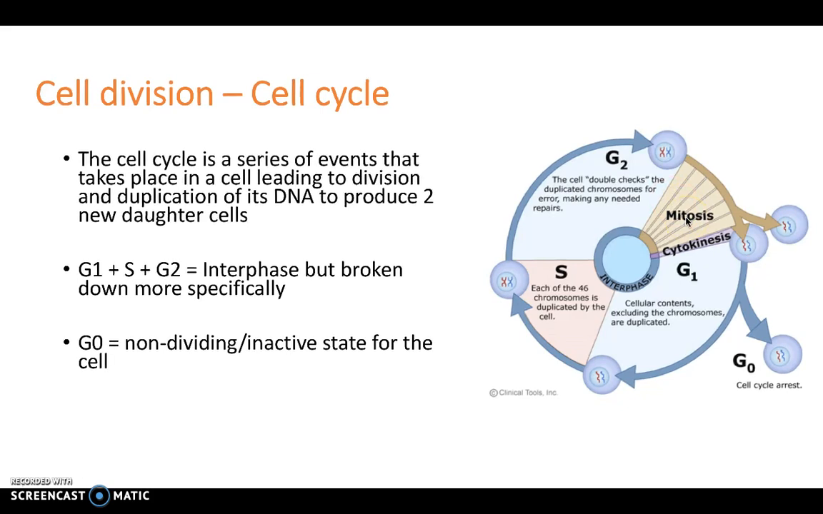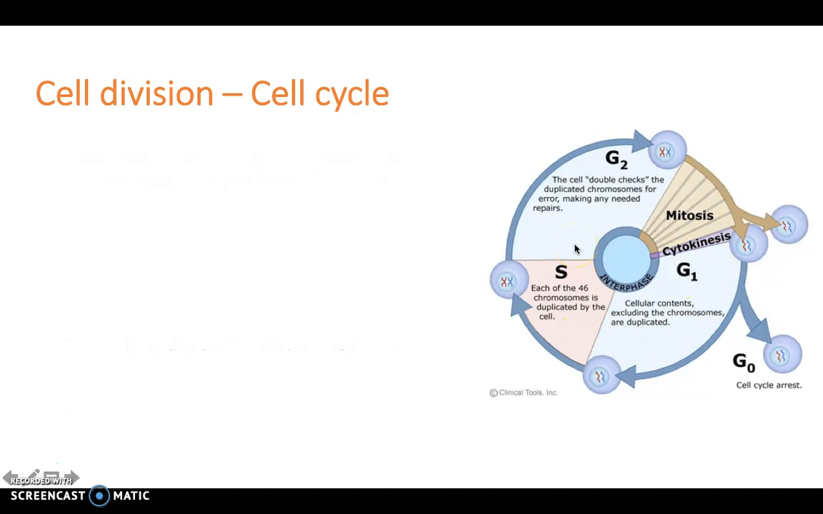So interphase is our preparation stage. And then we also have G0, which is our non-dividing inactive state for the cell. It's not dead and the cell's not destroyed, but it's still there, but it's under cell cycle arrest. It can't do anything, it's just almost sat out inactive at the side. So the general process of how things go is interphase, mitosis, cytokinesis, and then it starts again.